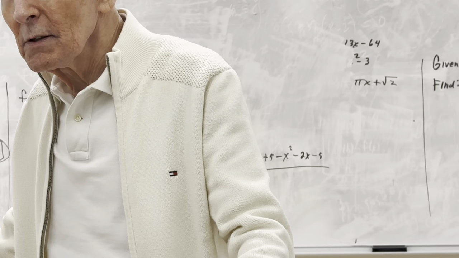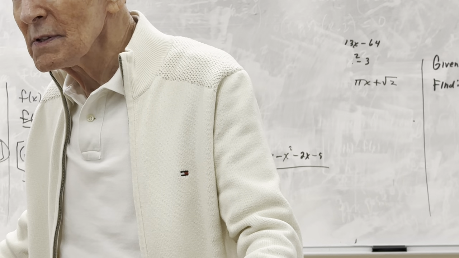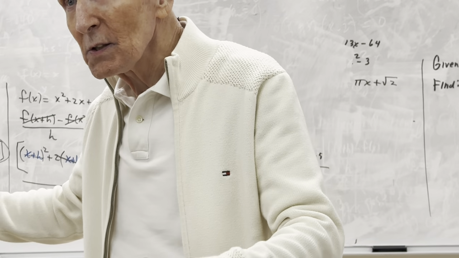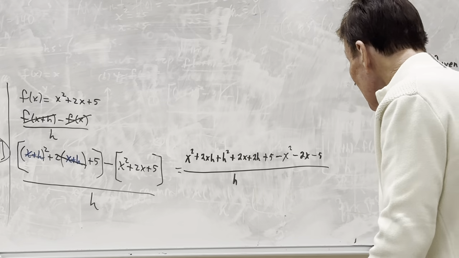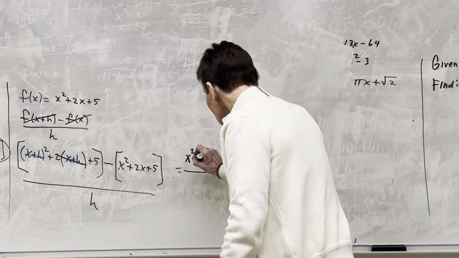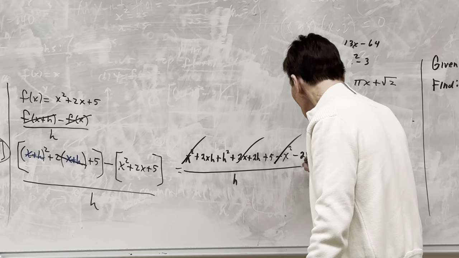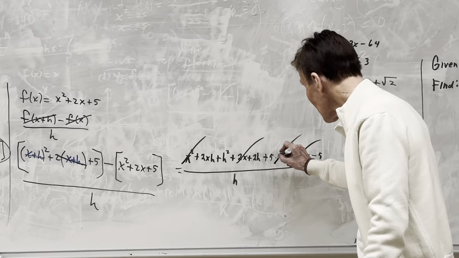We did what they said to do. That's the difference quotient. It wasn't as easily done as that answer of 4 we got earlier, because this thing is a quadratic this time. Well, some things might cancel. These cancel. The 2x's cancel. The 5's cancel.